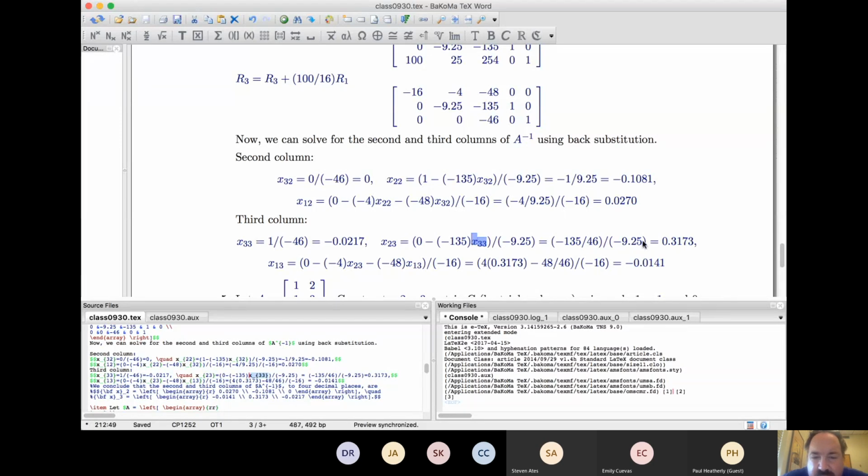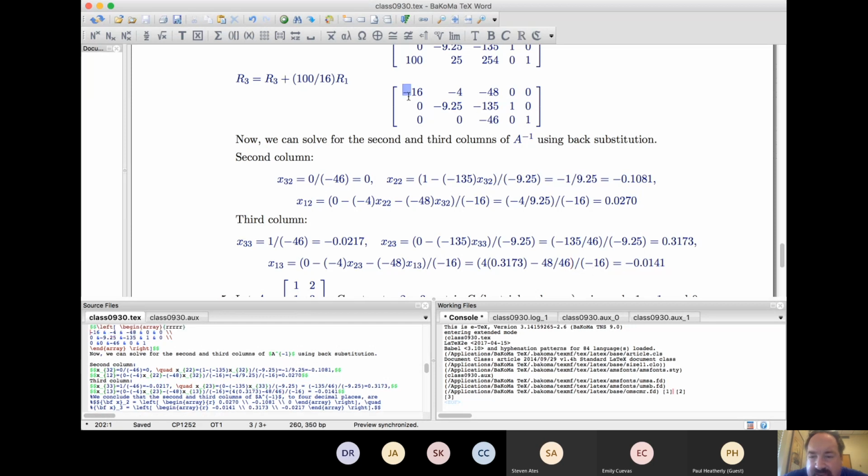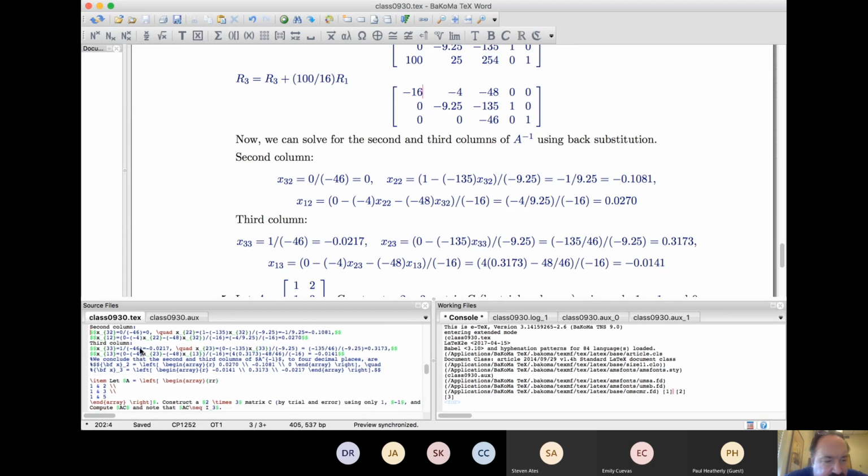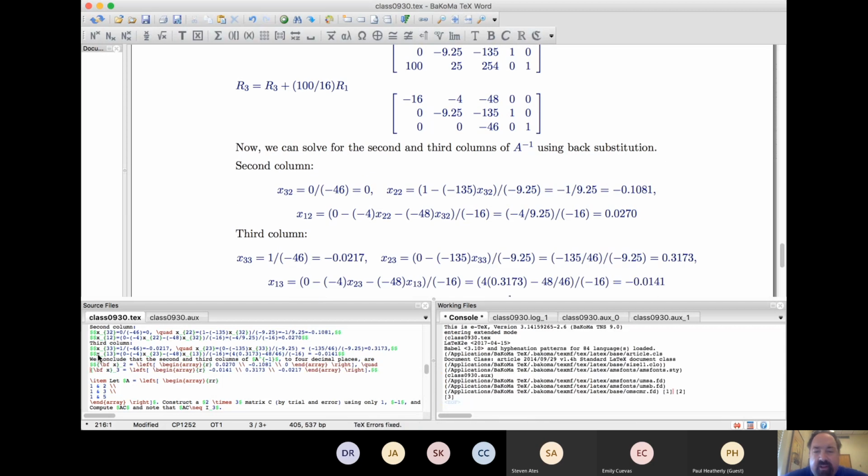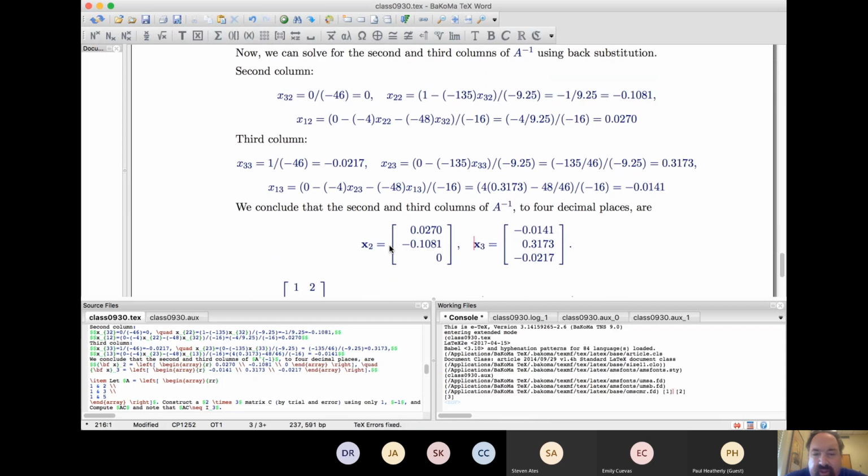So here we have 4 times x23 minus 48 times x33, and that's where the minus 1 over 46 comes in here. All of that divided by minus 16, because that's the entry over here. And this is the result that we get. So then we can finally state what the second and third columns of the inverse are. So here's the second column from all this work, and then the third column from all this work.